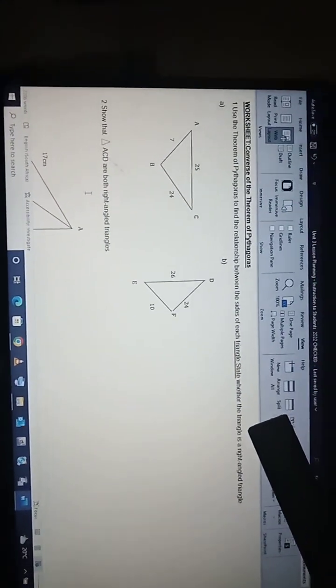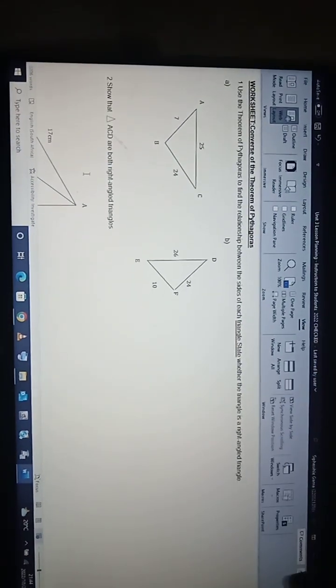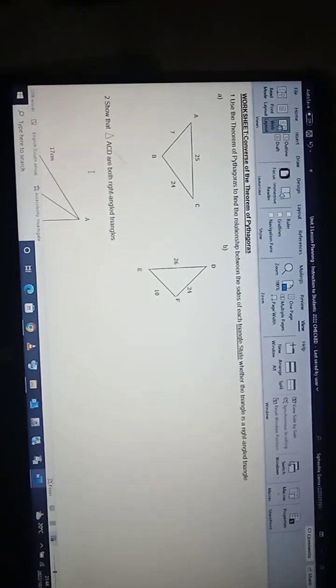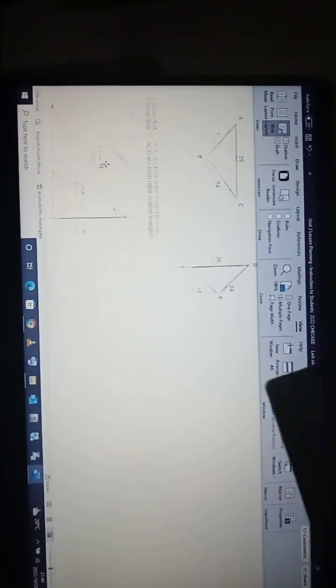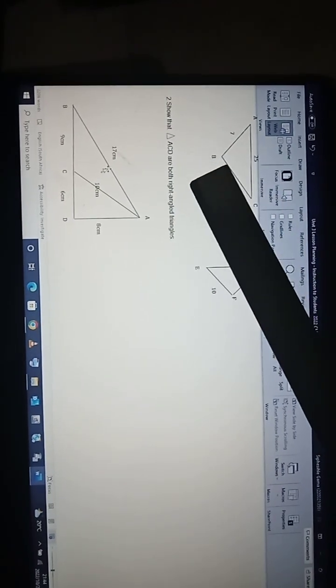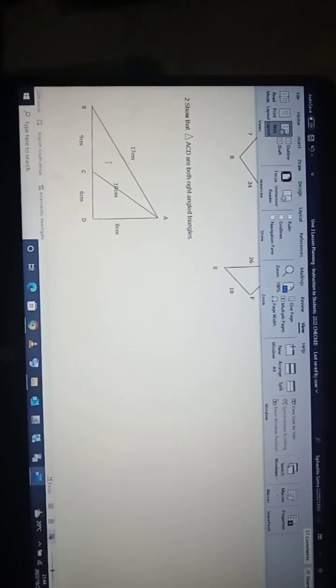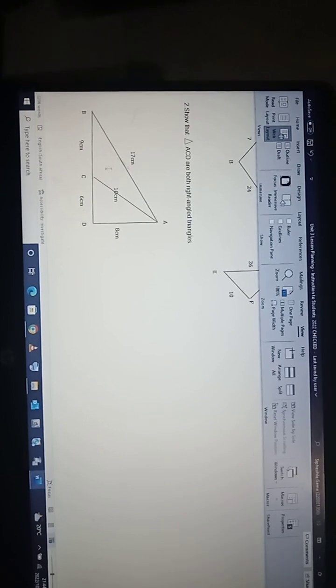But they said here, use the theorem of Pythagoras to find the relationship between the sides of each right triangle. State whether the triangle is a right angle triangle or not, as I've stated. So they have to calculate, then at the end give the reasoning. Is it a right angle triangle or not? And then another thing: show that ACD and ABD are both right angle triangles. So now we have combined two triangles here, and they will have to calculate.